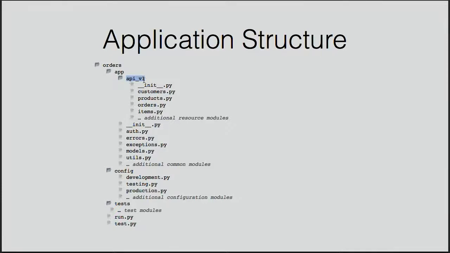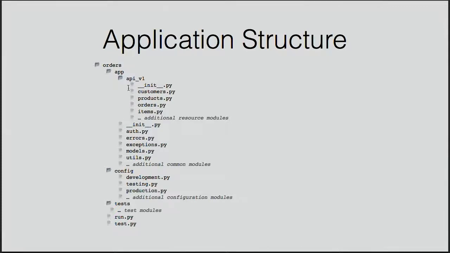So my API v1 package has the routes that I implemented for customers, products, orders, and items. And note that instead of having all in a single file, now I created a different module per resource. So as the API grows, I will continue to add modules in this package.